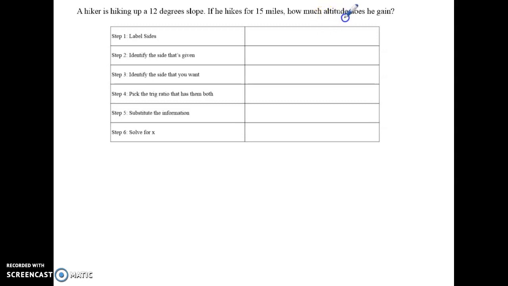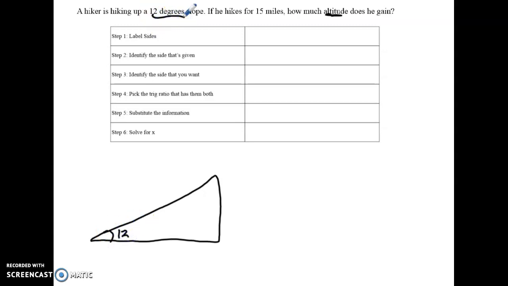So I'm going to look at this keyword altitude and remember that this keyword altitude represents our height. So we're looking at our height. So I'm going to draw our triangle. And then we know it's 12 degrees because it told us 12 degrees. I'm going to underline the information that I know.